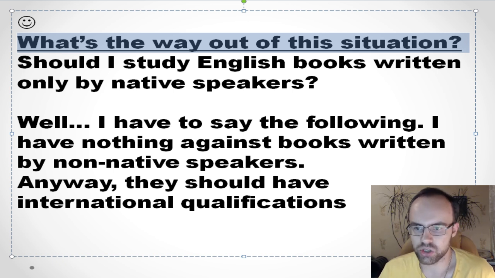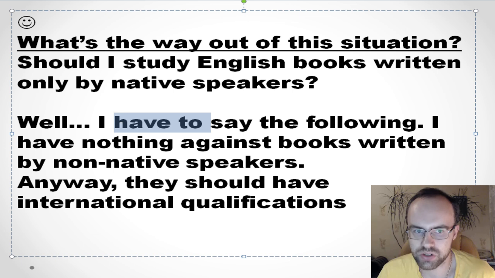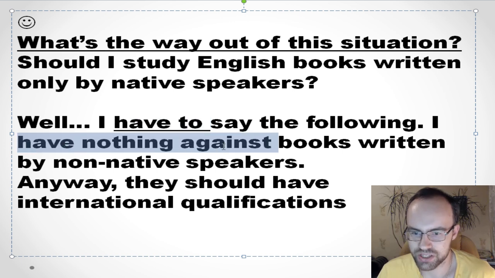So should I study English books written only by native speakers? Well, I have to say the following. Have to means must. I have nothing against books written by non-native speakers. Don't think that I'm against books written by non-native speakers, or that I only support native speakers. No, actually it isn't so. I just want to be sincere, I want to be open, and I want to tell you this one more time: I have nothing against books written by non-native speakers.